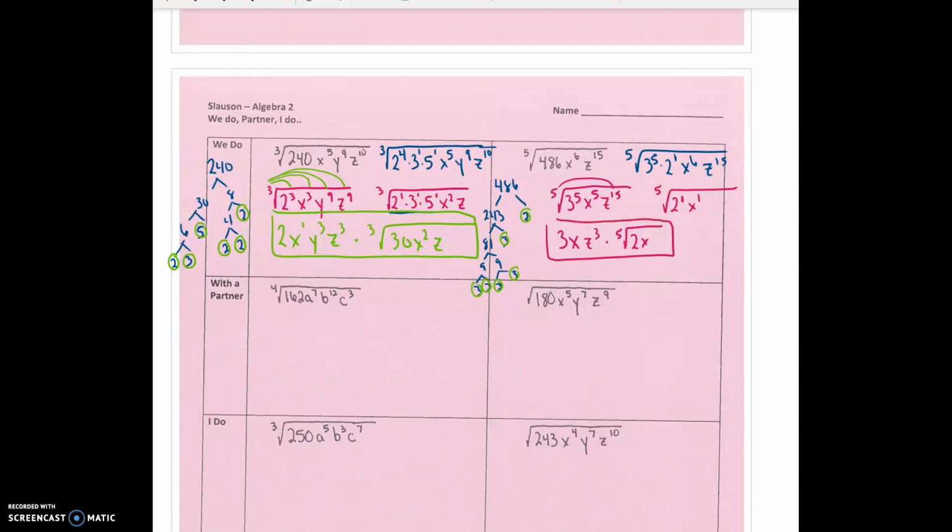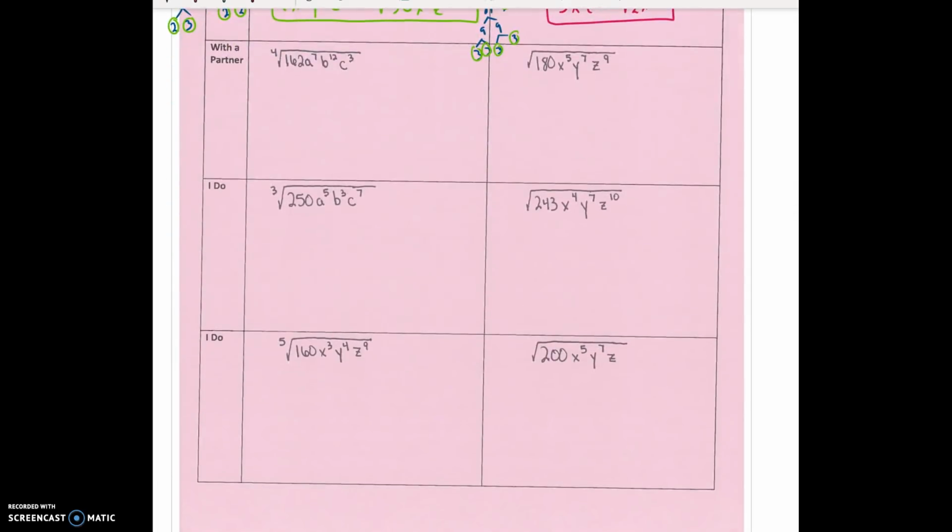So your first 2 problems are done. I want you to find a partner and walk through the next 2 problems, and then I would like for you to do the last 4 on your own. Okay?